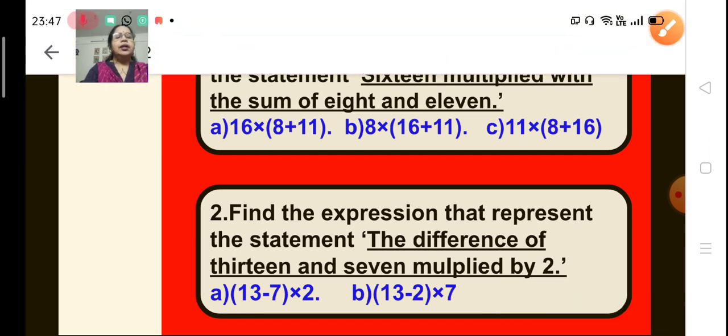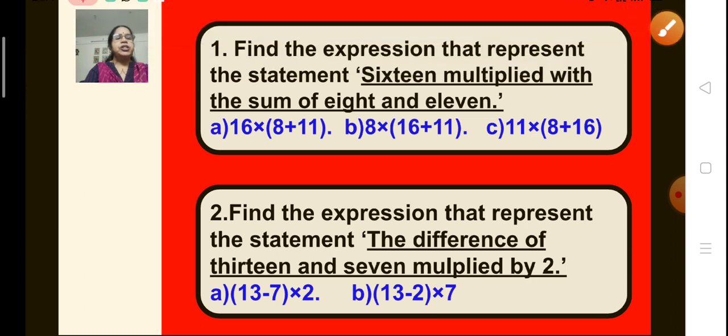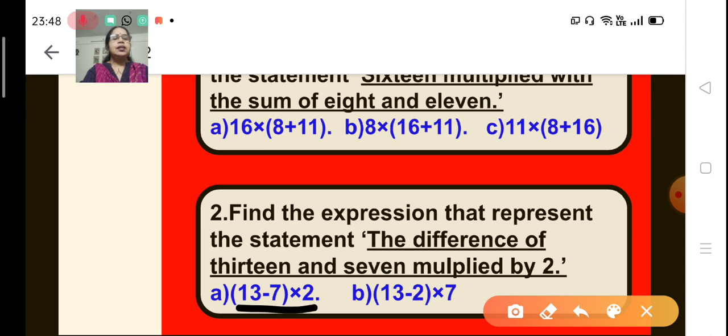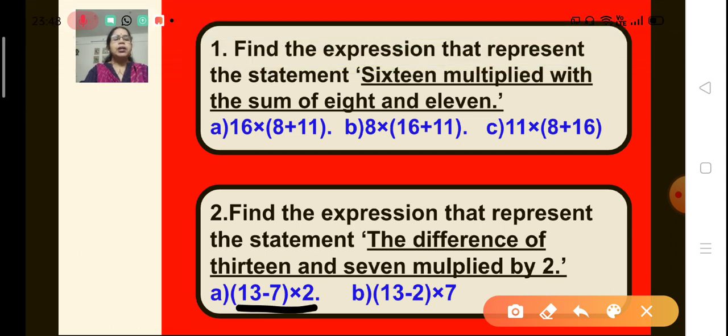Alright. Second one, find the expression that represents the statement the difference of 13 and 7 multiplied by 2. Okay. So which one is the expression which matches the statement? That difference of 13 and 7 multiplied by 2. So this is the expression that matches the statement. So this is the right option.